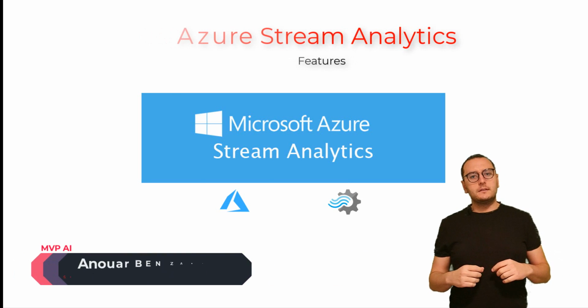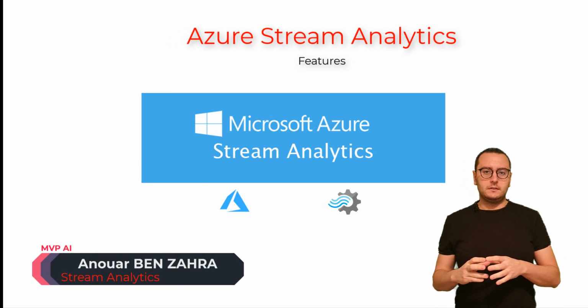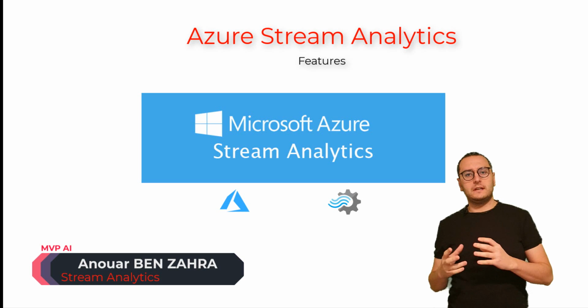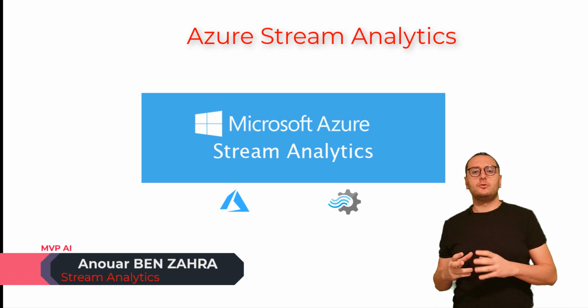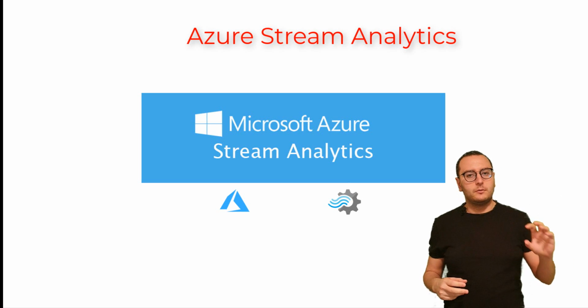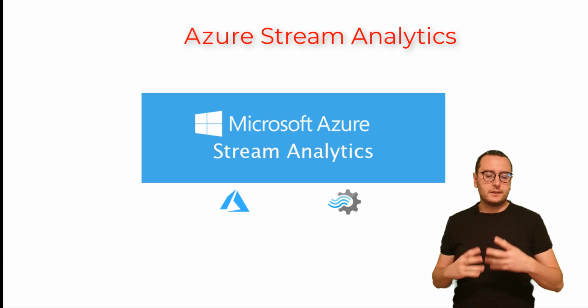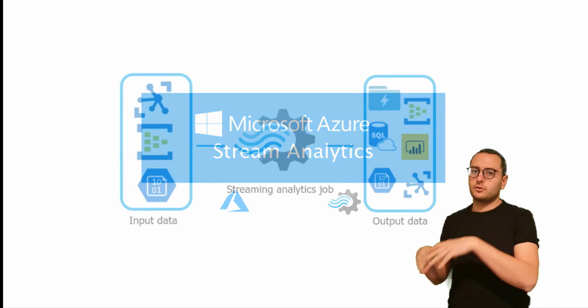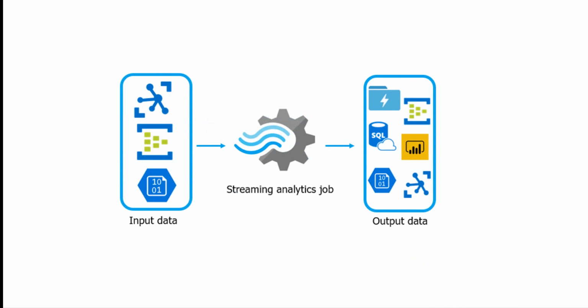Azure Stream Analytics is a fully managed service that helps you ingest your data from a stream into your storage. For example, to get data from a blob storage and insert this data into another blob storage. So what is Azure Stream Analytics?